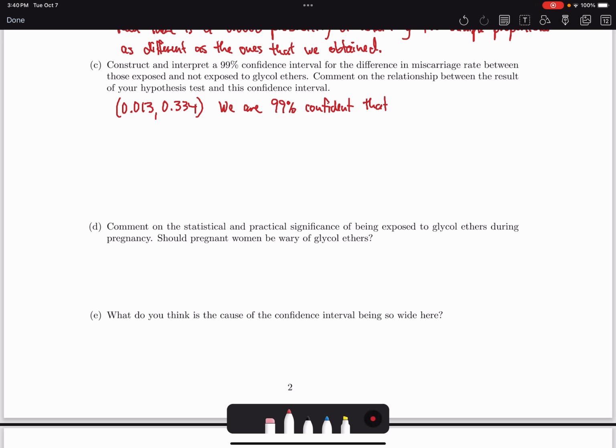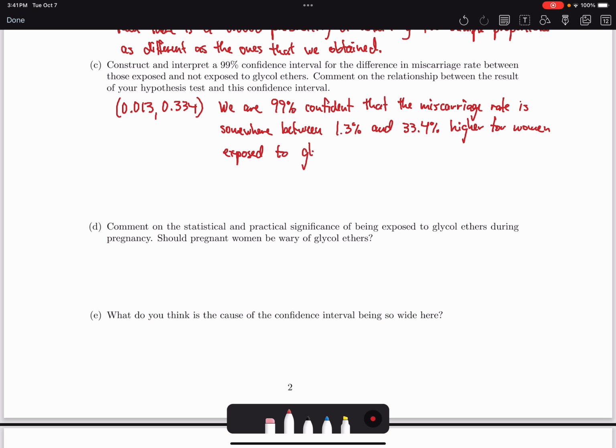But there are multiple ways that you could phrase that, right? So we are 99% confident that the miscarriage rate is somewhere between 1.3% and 33.4% higher for women exposed to glycol ethers.